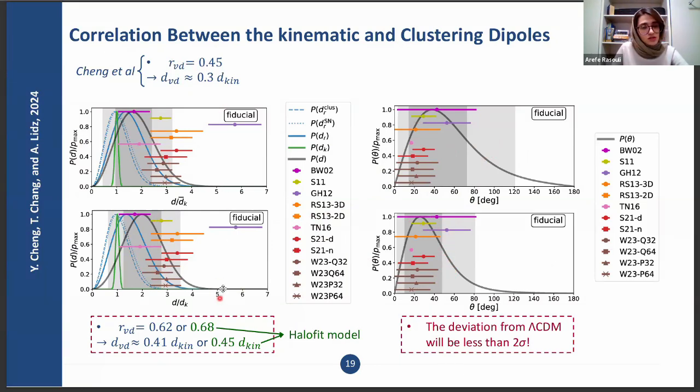Our derived correlation coefficients are reported here based on the halo-fit model and the one loop model. And we can see that they are slightly higher than in previous studies. So it will reduce the deviation from the ΛCDM model to less than 2 sigma.